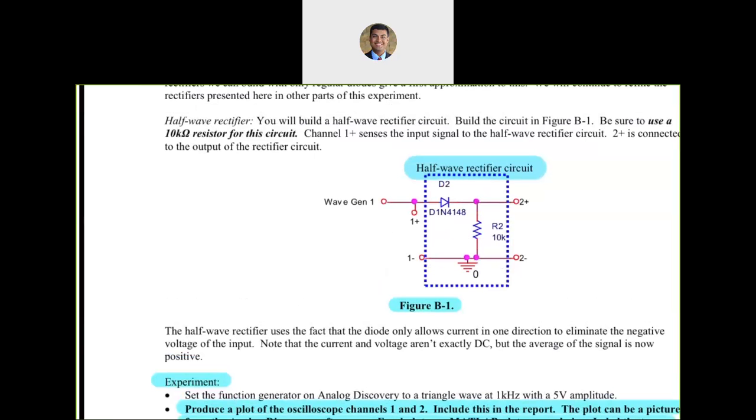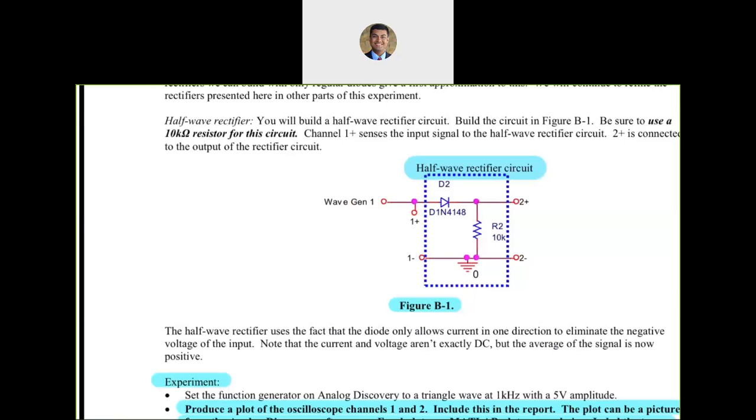In the half wave rectifier, we essentially chop off all the negative half sinusoid and preserve the positive half cycles of the sinusoid. So for example, if I were to use wave gen to generate a sinusoidal voltage, and I'm still using a diode and resistor in series, and I'm right now measuring channel 1 is measuring the wave gen and channel 2 is measuring the voltage across R2.